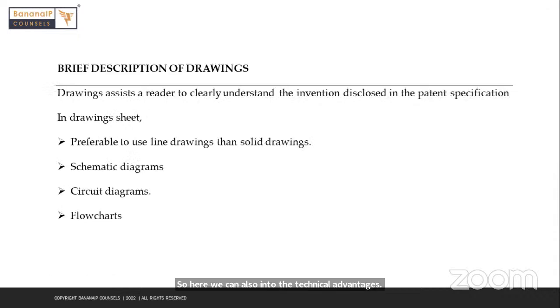So next is a brief description of drawings. This is a short description of the drawings that are attached in the drawing sheet. The drawings will assist a reader to clearly understand the invention that is disclosed in the patent specification. In the drawing sheet, it is always preferable to use line drawings rather than solid drawings, since they may be objected to by the examiner. It can also include schematic drawings, block diagrams, circuit diagrams, and flowcharts.